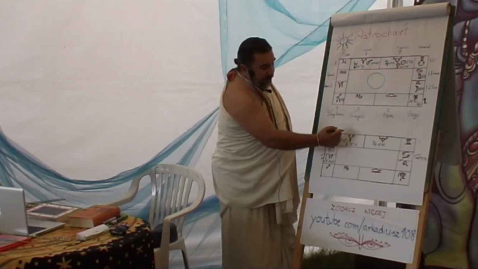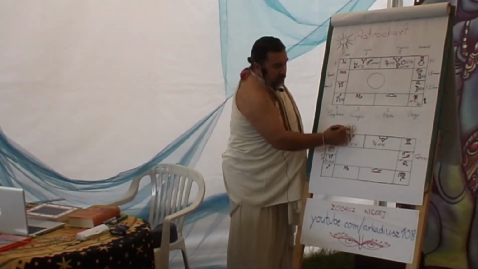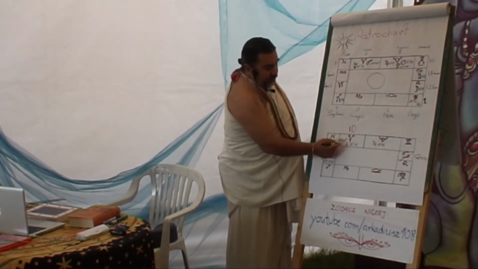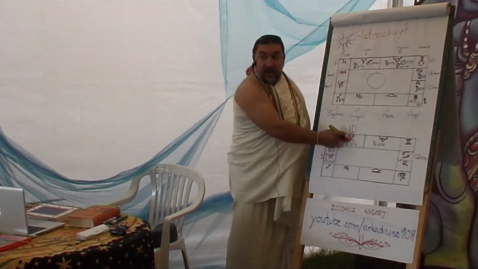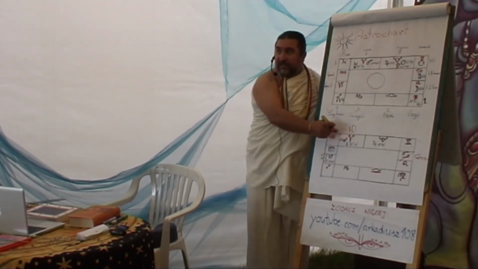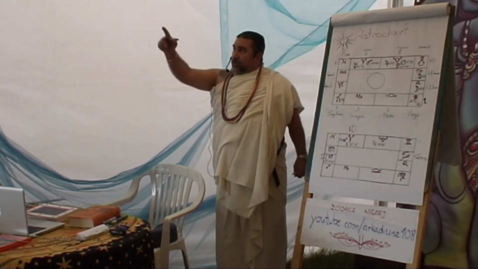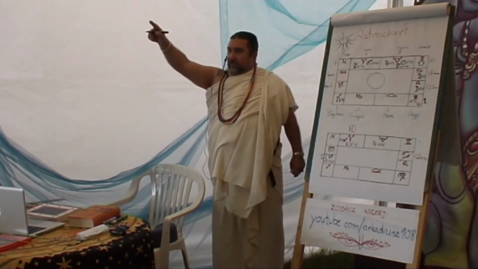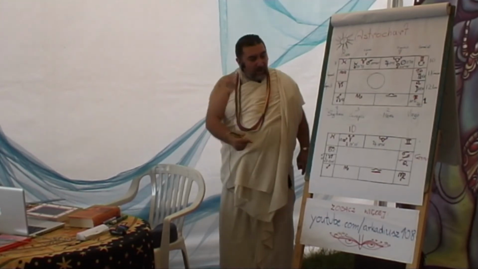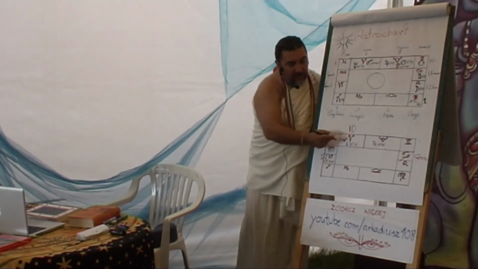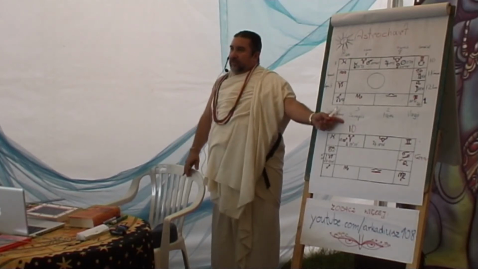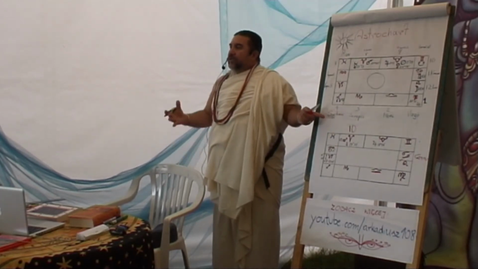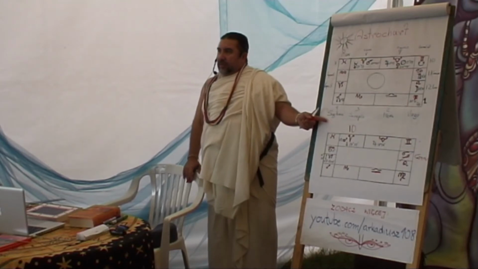Now in the house of profession, the 10th house, he has Mars, very powerfully situated in Aries. Aries is a very powerful sign ruled by Mars. When Mars is in the 10th house, it's the best position for Mars. It makes a very powerful profession.